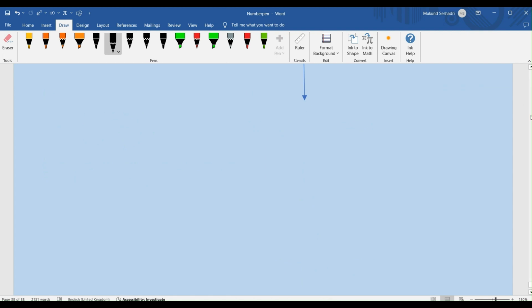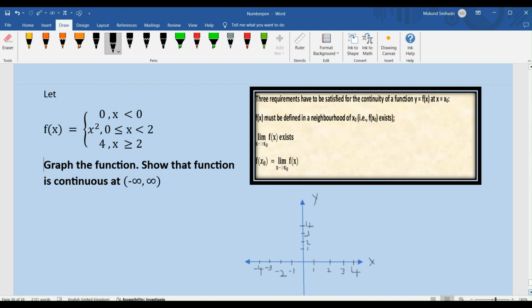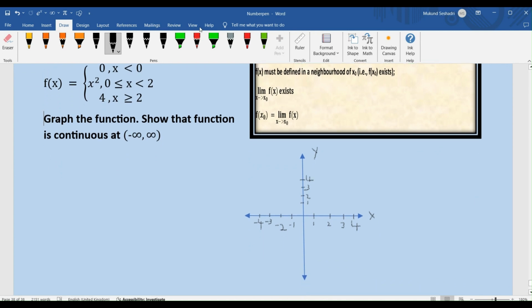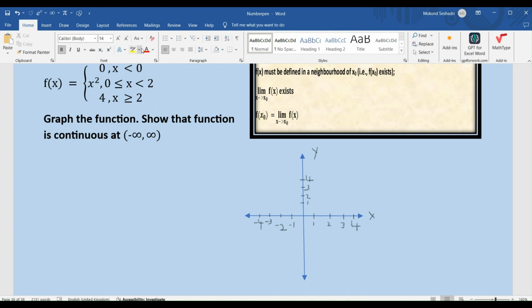So how do we go about this problem? I've just put a rough sketch of the x and y axis so that we don't spend too much time trying to draw this. To sketch the function, I'll have to consider this in three parts, right? What is my first part? It is x less than 0, which means my f of x takes the value 0 at all points x less than 0, right? So what is that? It's nothing but the negative x-axis, right?